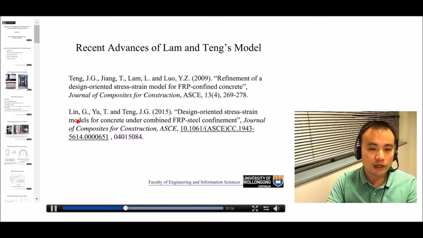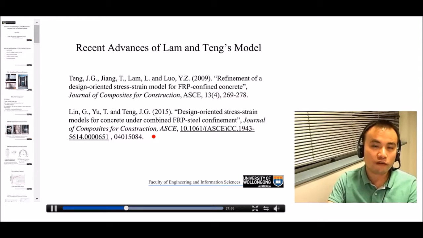And more recently, I worked together with Professor Teng's group. We developed a design model for concrete under combined FRP-steel confinement. This is the case for FRP-strengthened reinforced concrete columns. For that kind of column, the concrete is not only under confinement from the FRP jacket, but also under confinement from the steel stirrups. So that is a combined confinement.